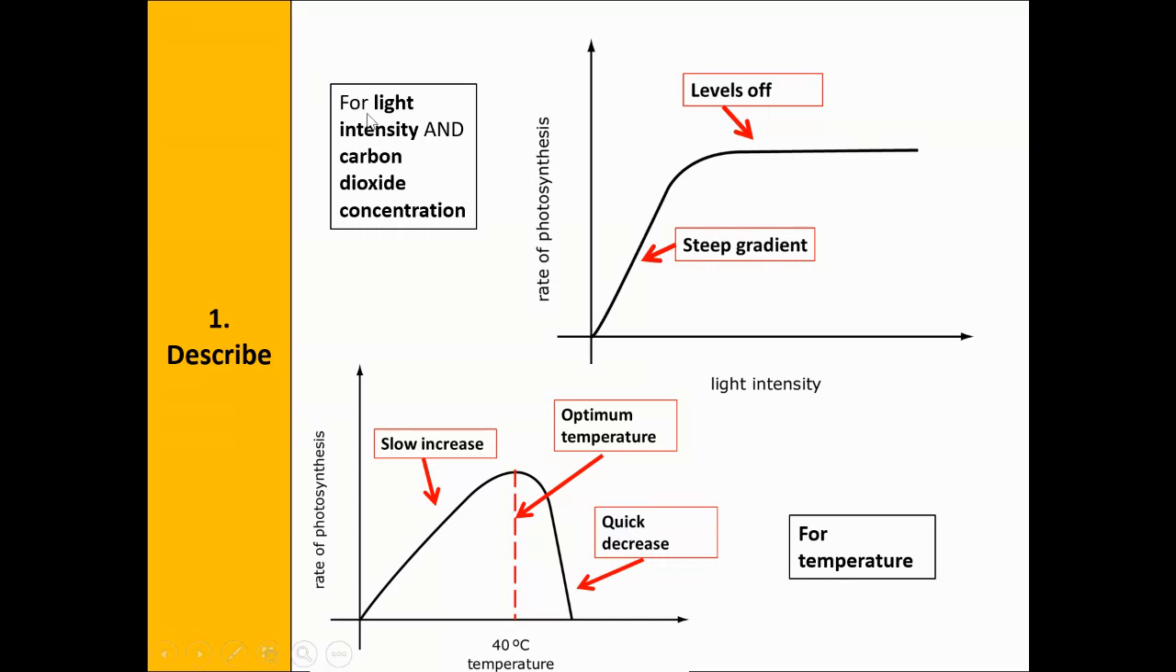Right. For light intensity and carbon dioxide concentration, you have a graph that looks like this. If you haven't got it drawn, draw it now. Steep gradient, levels off. For temperature, you see a slow increase that gets to the optimum temperature and then a quick decrease after that. Draw this graph as well. Pause the video if you need extra time.